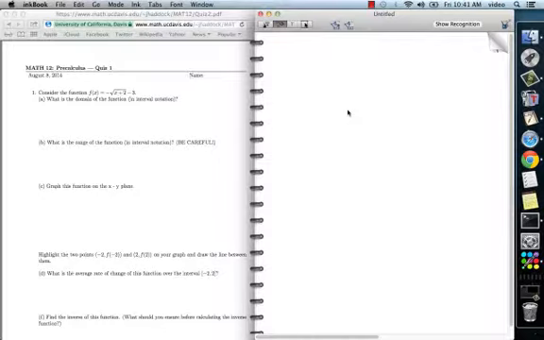So the first question is considering the function f of x equals negative the square root of x plus 2 minus 3. The first question asks us, what is the domain of the function in interval notation?